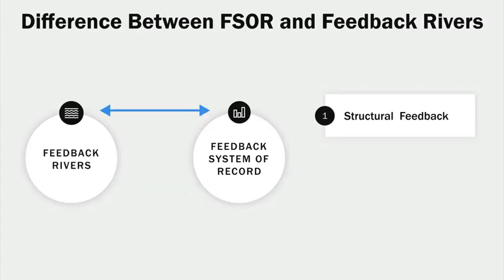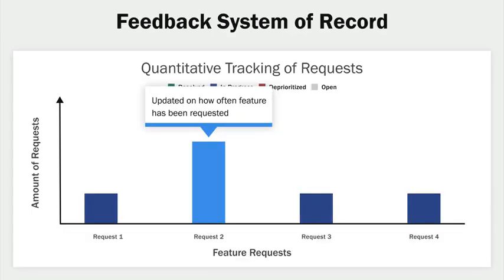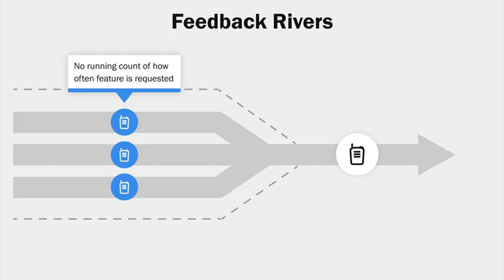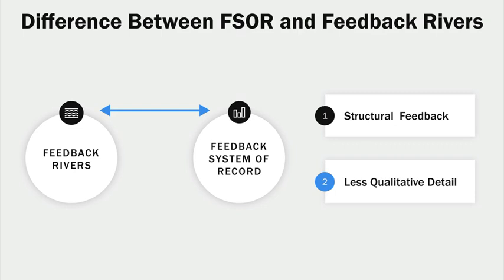The FSOR differs from the feedback river in two key ways: structural tracking and less qualitative detail. First, the FSOR structurally tracks how often a feature has been requested. When feedback comes in, if it has a feature request, the FSOR updates itself on how often that feature has been requested. In contrast, the feedback river does not keep a running count of how often a feature has been asked for. Second, the FSOR stores less qualitative detail.